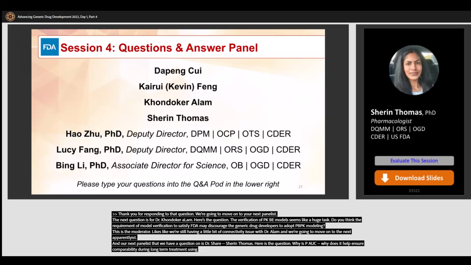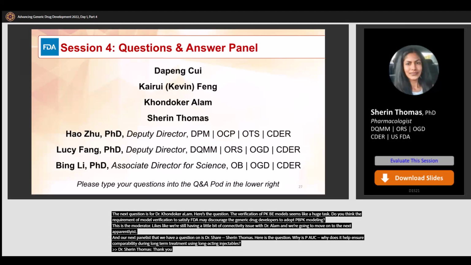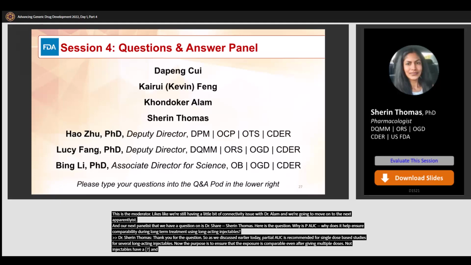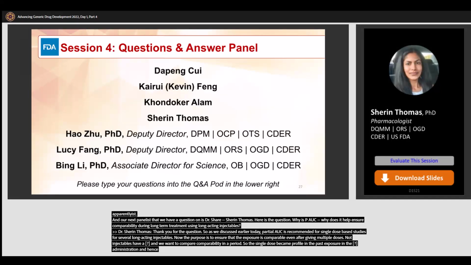Thank you for the question. As we discussed earlier today, partial AUC is recommended for single-dose BE studies for several long-acting injectables. The purpose here is to ensure that the exposure is comparable even after giving multiple doses. Long-acting injectables tend to have an extended treatment period, and we want to ensure comparability throughout the extended period. The single-dose PK profile impacts the exposure even after the multiple dose administration, and hence we recommend the partial AUCs to ensure the similar PK shape.